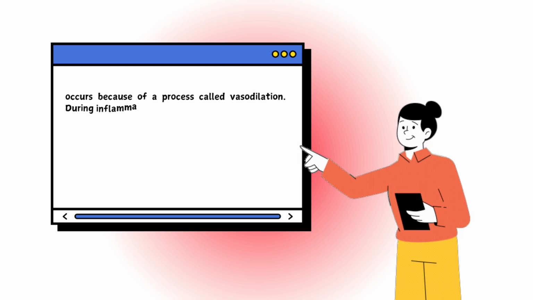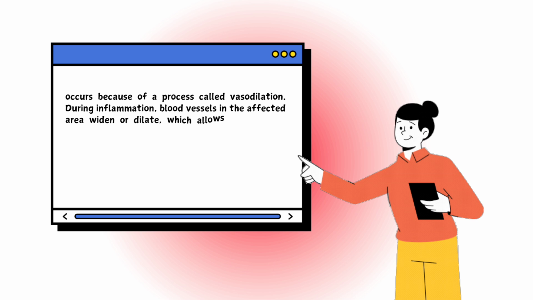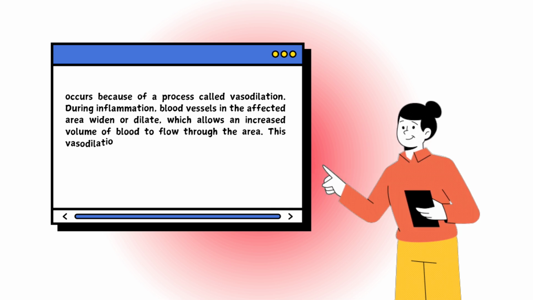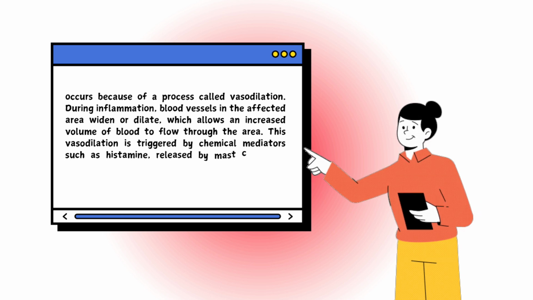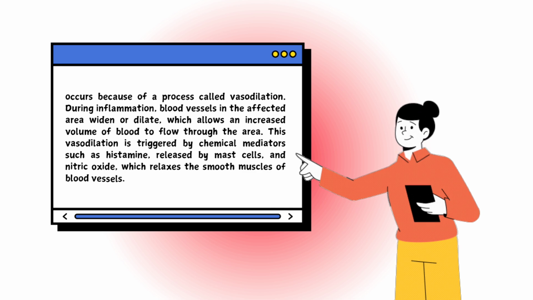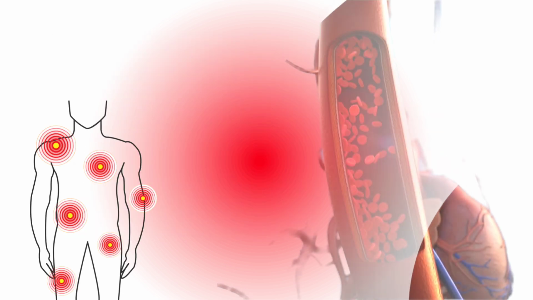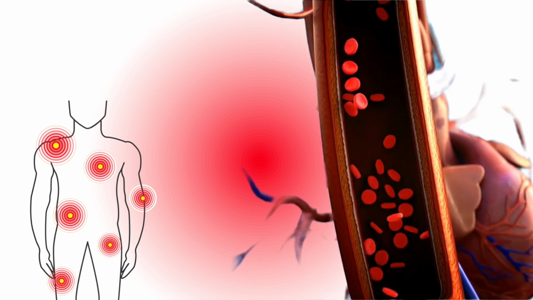First, redness, known as rubor, is one of the most noticeable signs of inflammation. It occurs because of a process called vasodilation. During inflammation, blood vessels in the affected area widen or dilate, which allows an increased volume of blood to flow through the area. This vasodilation is triggered by chemical mediators such as histamine, released by mast cells, and nitric oxide, which relaxes the smooth muscles of blood vessels.